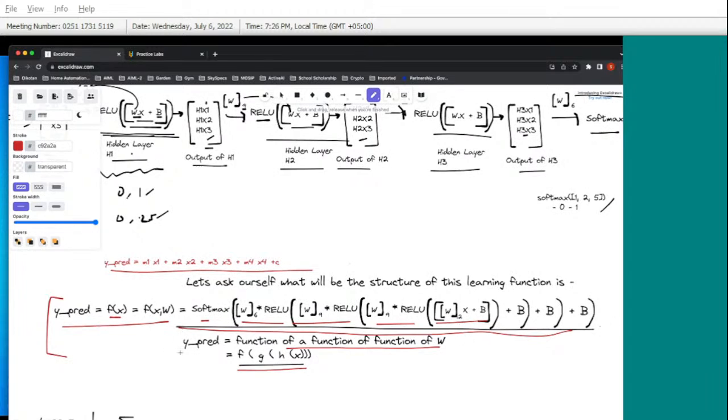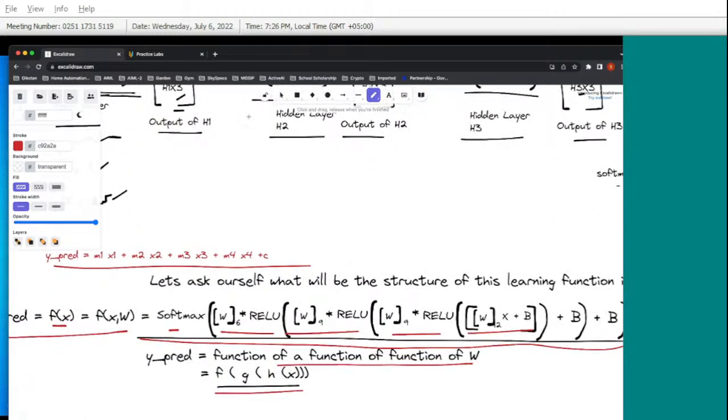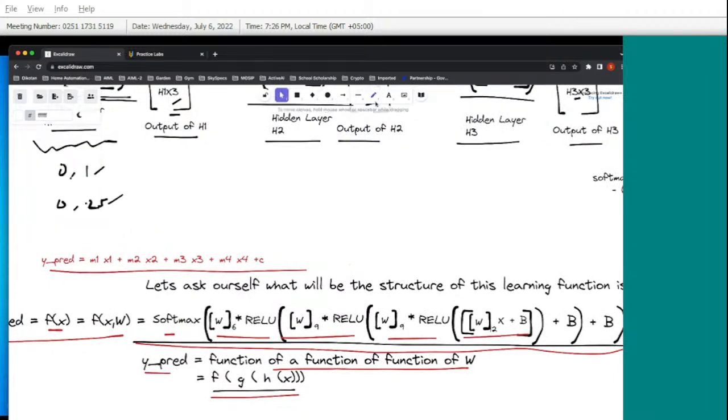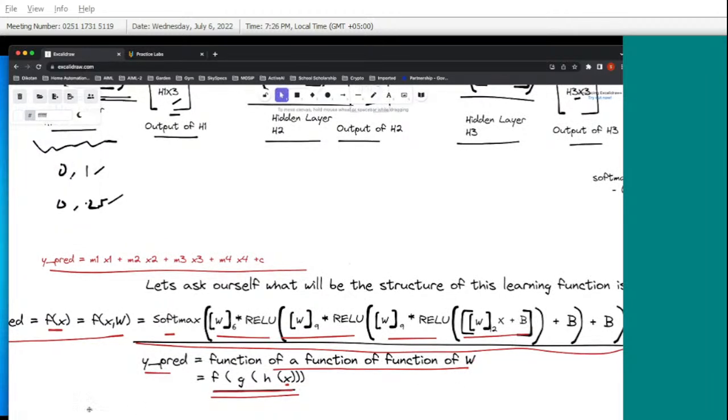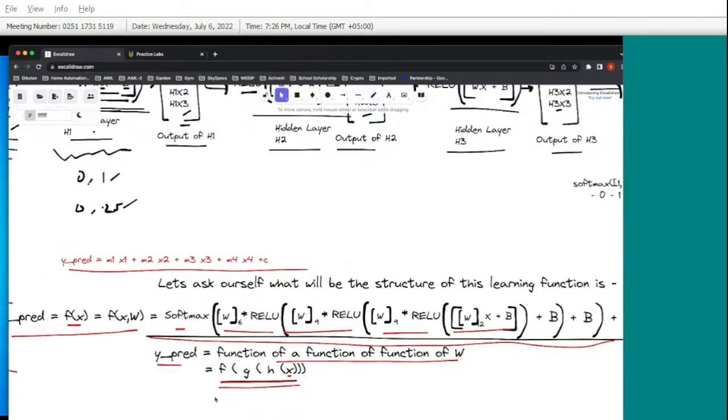Right? So in a very generic manner, what happens is that y_pred, or a value or a function of a neural network, is something like this. You can express it as a function of a function of a function of x, or some sort of x. But it will never be x. In this case, it will always be a function of w. So now you understood, right? Now it's clear. Is that clear?